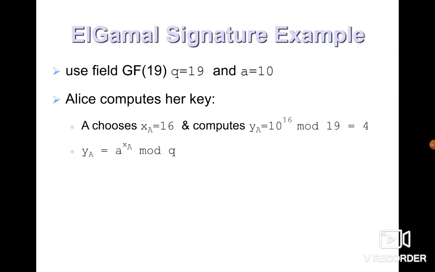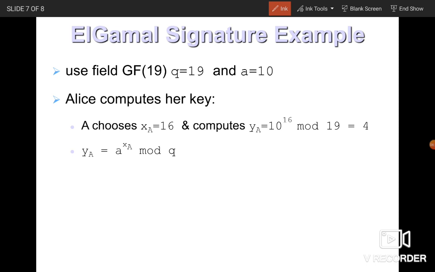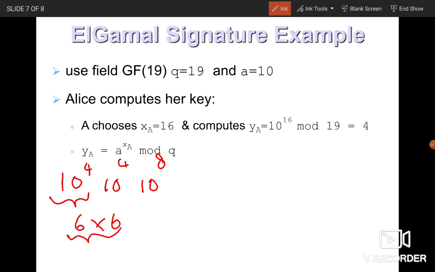Okay, so once again, to calculate 10 power 16 modulus 19, we have split it like this: 10 power 4, 10 power 4, 10 power 8 modulus 19. So 10 power 4, use your calculator, we will get the answer as 6. So 6 into 6, or otherwise you can solve this: 36 modulus 19.